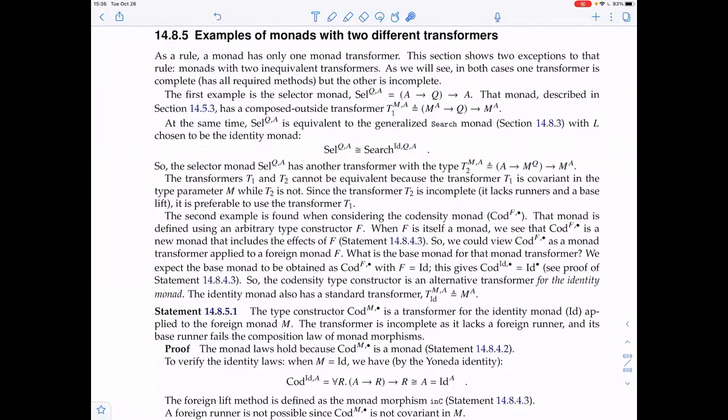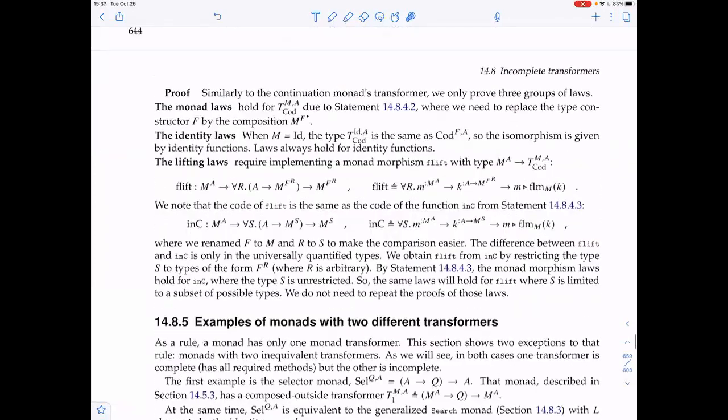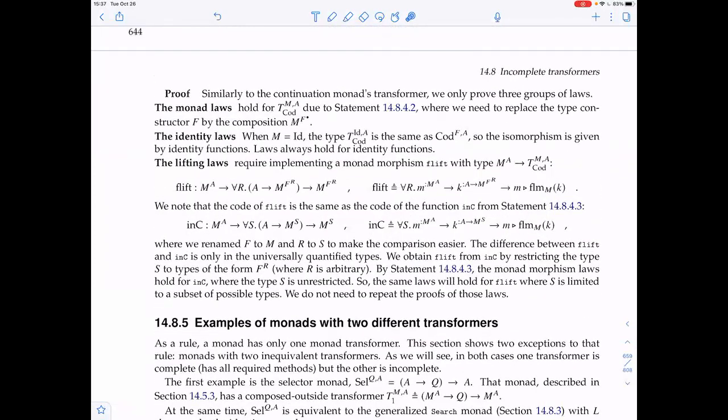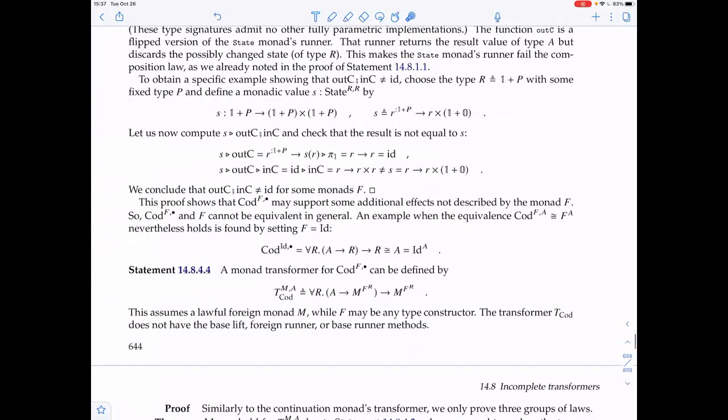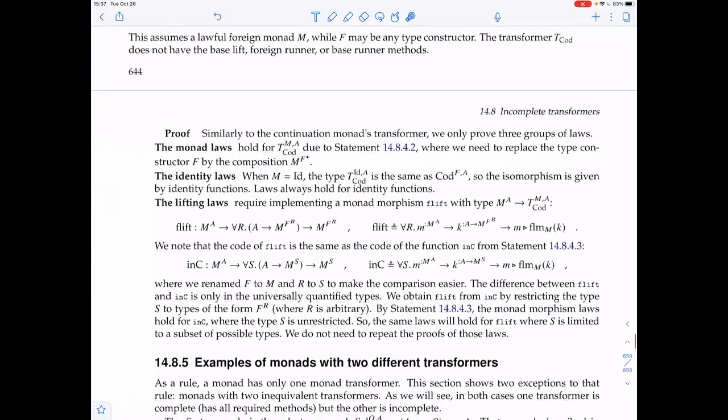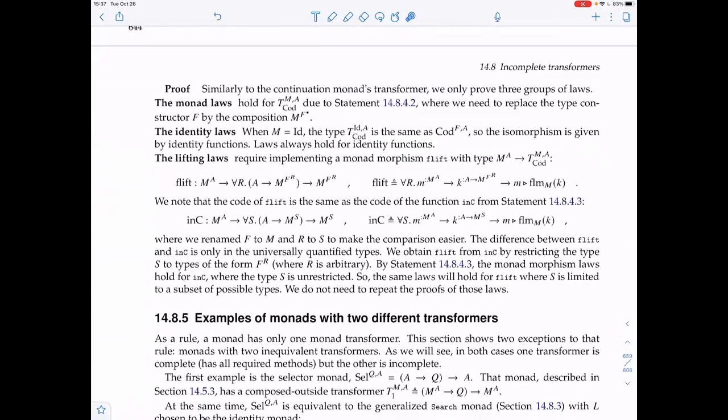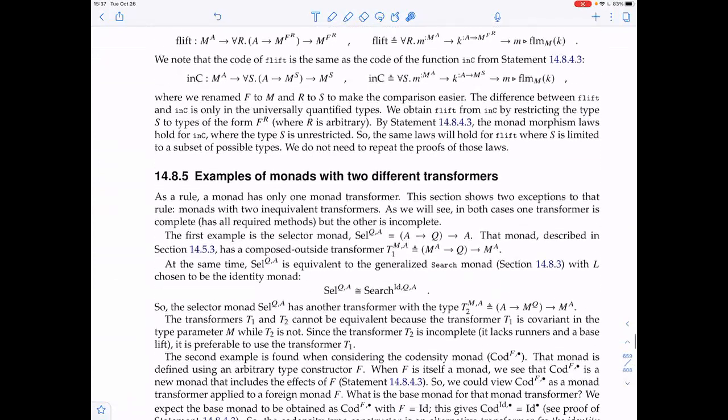So this concludes the kind of zoology of monad transformers. As you have seen, every monad transformer is a little different. There are some classes of monads that have similar transformers, like product monads or composed outside, composed inside, and so on. But many monads have transformers defined each time in different ways. So for each monad, a different definition.